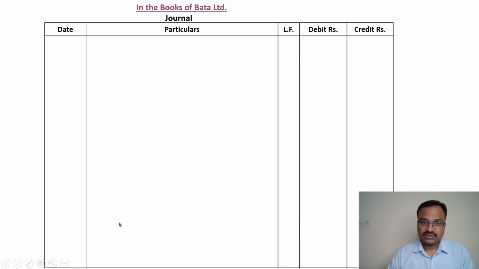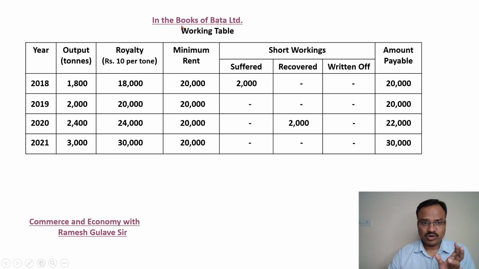To journalize the transaction, we need to prepare a journal in this format. Here: date, particulars, ledger folio, that is LF, debit rupees, credit rupees. For the first year, royalties are less than minimum rent. It means for the first year, there are short workings.